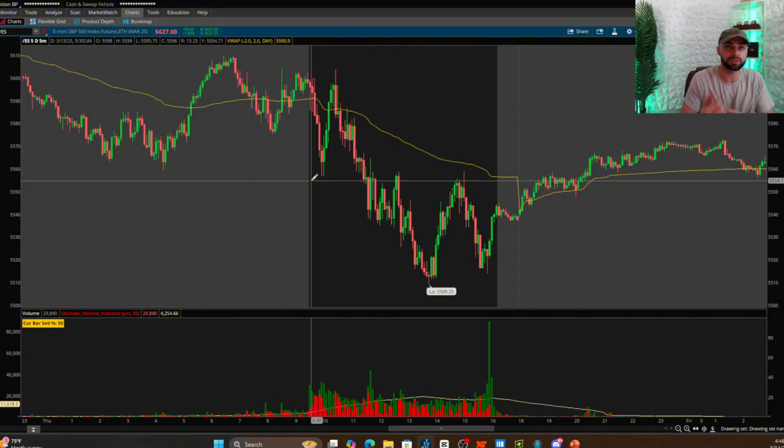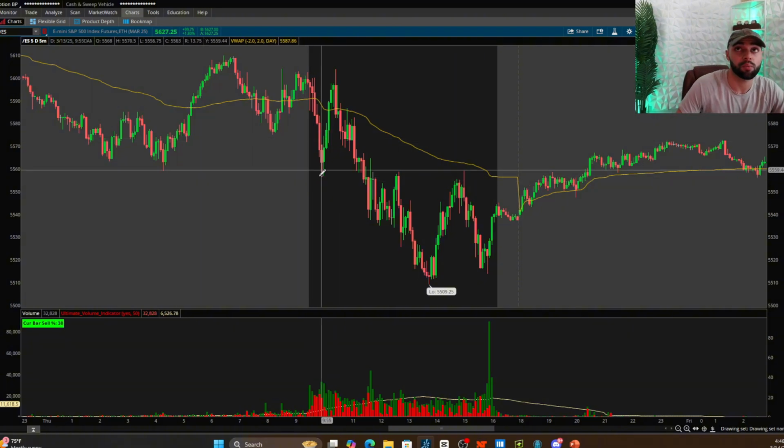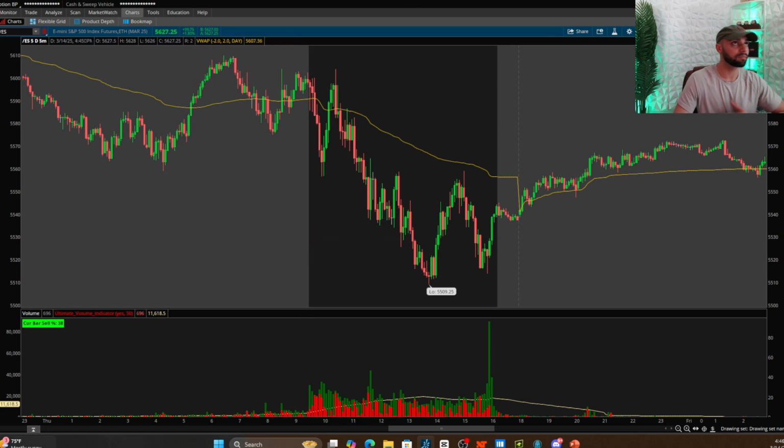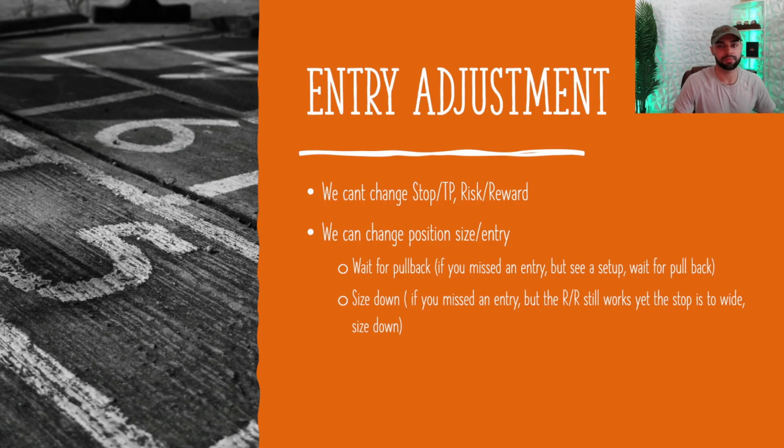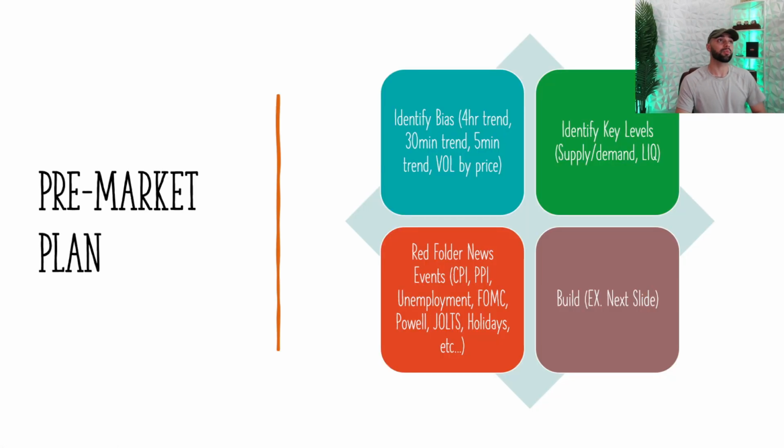Too much risk. So what you do is you can cut your size by half. So you have a wider stop, but as long as the risk to reward is still a 1 to 1 or a 2 to 1, you can do that. Good for it. If you miss a setup, size down. Better than chasing and having a stop loss that's not invalidation. Way, way better. So the next thing you have to learn how to do, right, is make a pre-market plan.